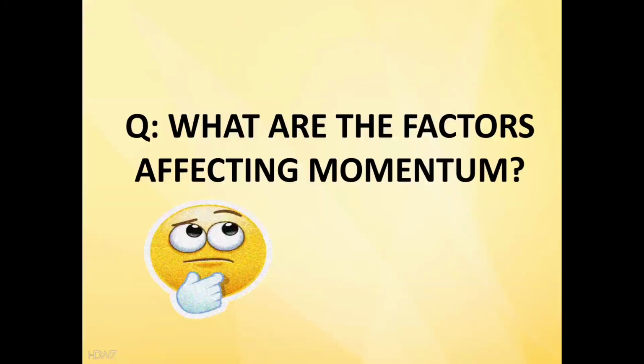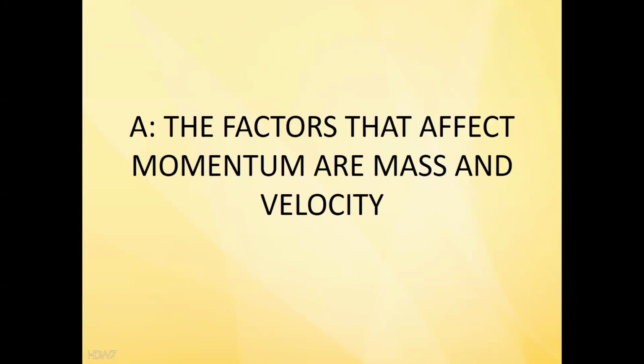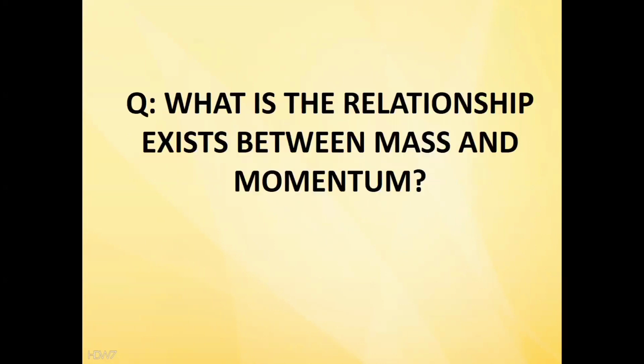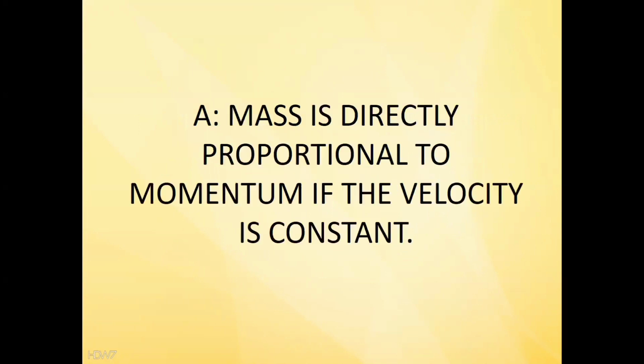So, what are the factors affecting momentum? Answer: the factors that affect momentum are mass and velocity. What is the relationship that exists between mass and momentum? Mass is directly proportional to momentum if the velocity is constant.